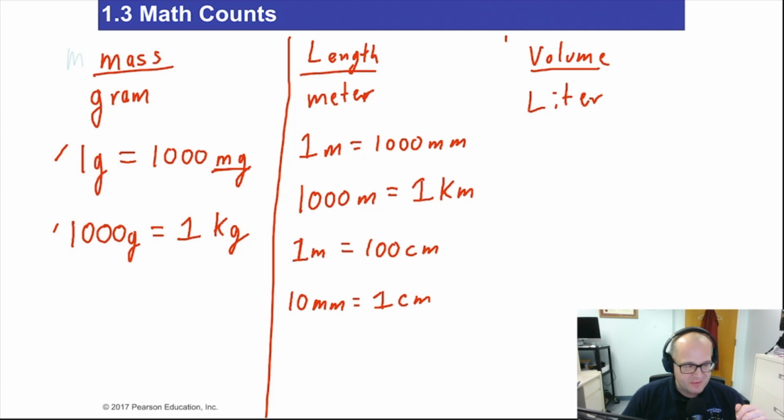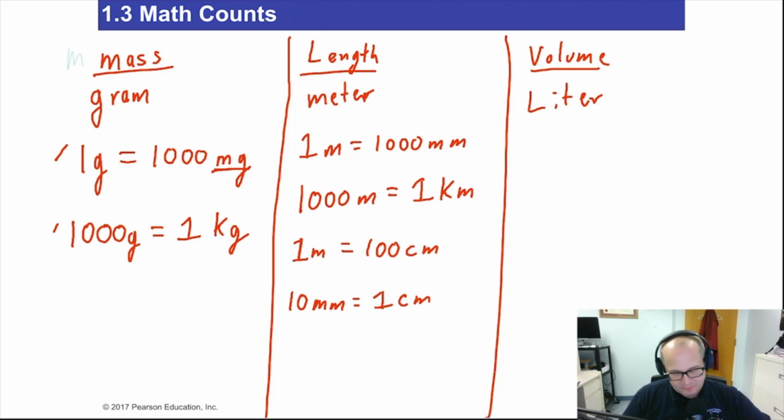And these are the common equalities for length. There are other ones. There's lots of other ones. But these are the ones that are most commonly used. So I'm just giving you the common ones. Again, if you need to know other ones, just look them up. That's very easy to find. On an exam, you'll be given a lot of conversion factors, but you'll have to know the metric system. Okay, you have to know the metric system.